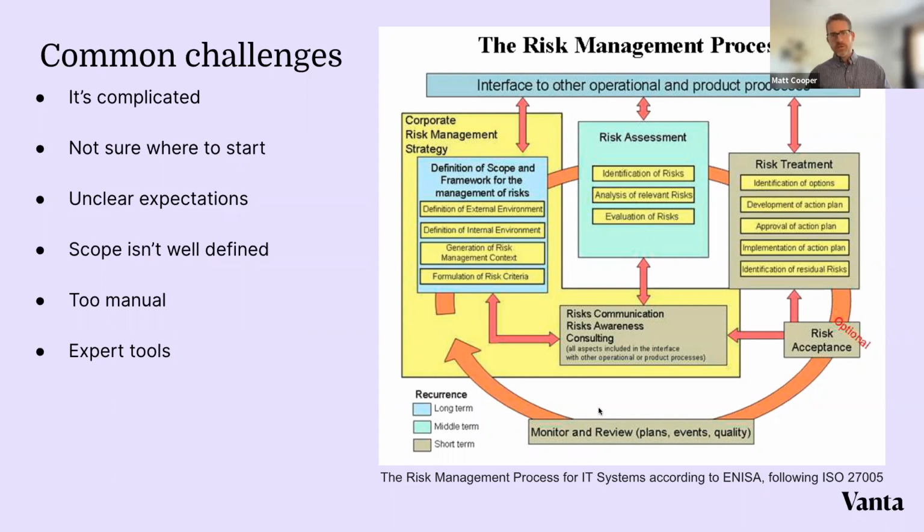Two, we're not sure where to start. If you haven't done this before, and this relates to the next one of unclear expectations. You haven't done this before, you get a blank spreadsheet, and it's like, oh, geez, where do I start here? What am I supposed to do? And what is this thing supposed to look like? So, a perfect example of this for me is, for anyone who's done SOC 2, system description.